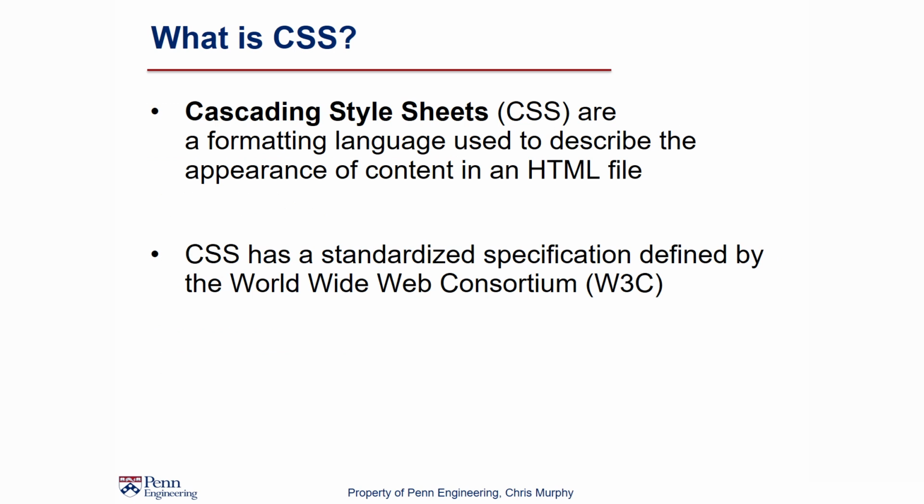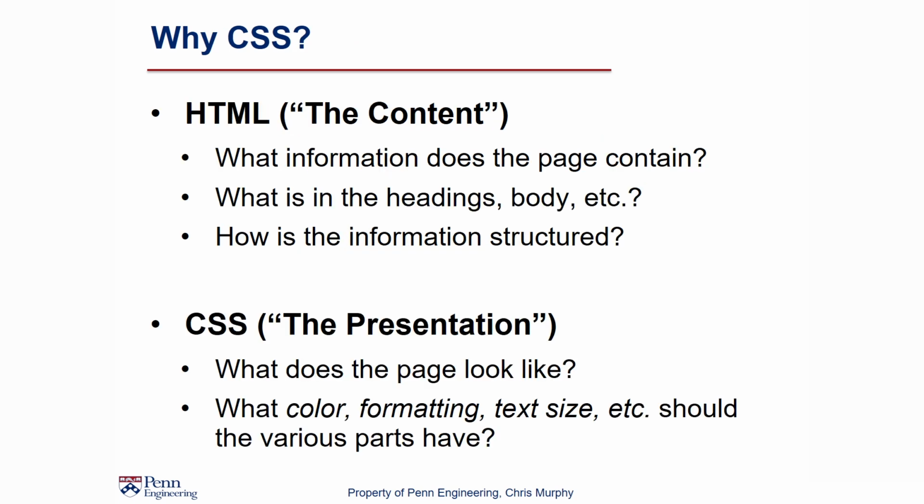CSS is cascading style sheets. It's a formal language for specifying the appearance of HTML elements. And CSS has a standard specification defined by the World Wide Web Consortium, or W3C. Why do we have CSS? Well, keep in mind that HTML, in theory, specifies the structure of the content, what information there is, how things relate to each other, but not so much the appearance of the content. CSS is another language that allows us to specify the appearance of the elements in the HTML page.